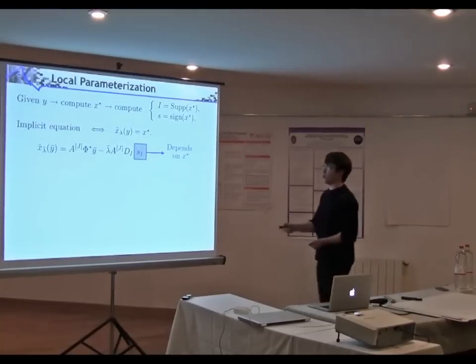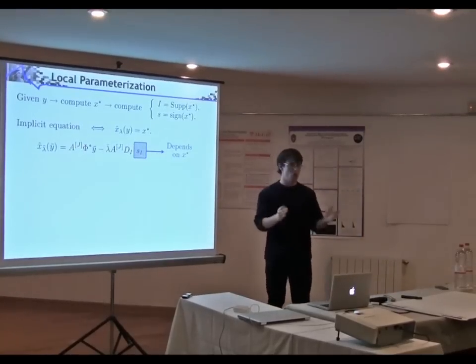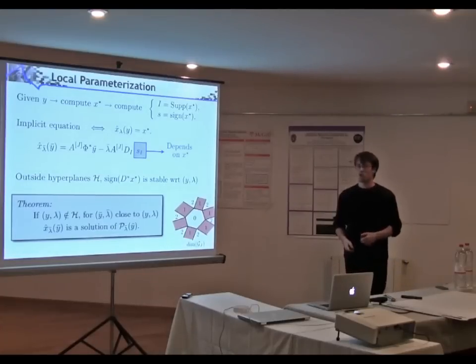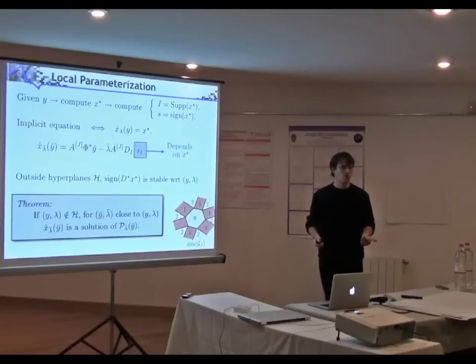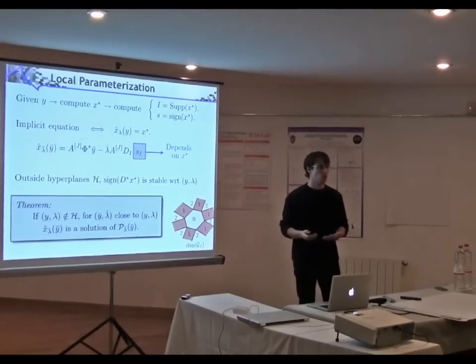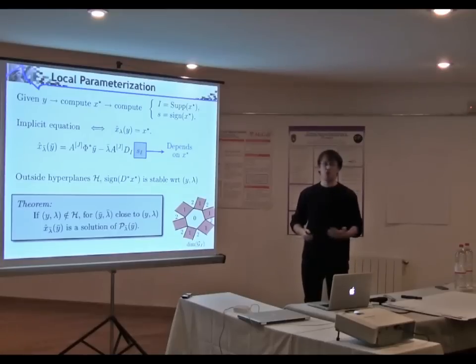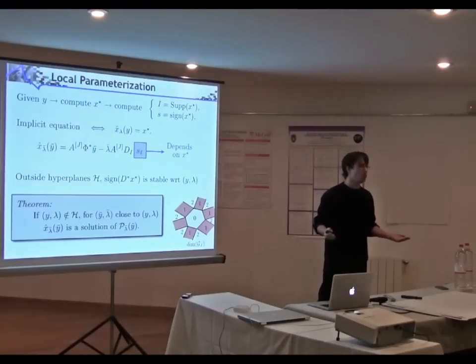But what is more interesting is that this formula is going to be true around the solution. More precisely, of course it's not going to be true everywhere, because at some point you will have some kind of jump of the support, you will have a change of the support. For instance, if you increase lambda too much, it goes to zero, so of course the support has to change.